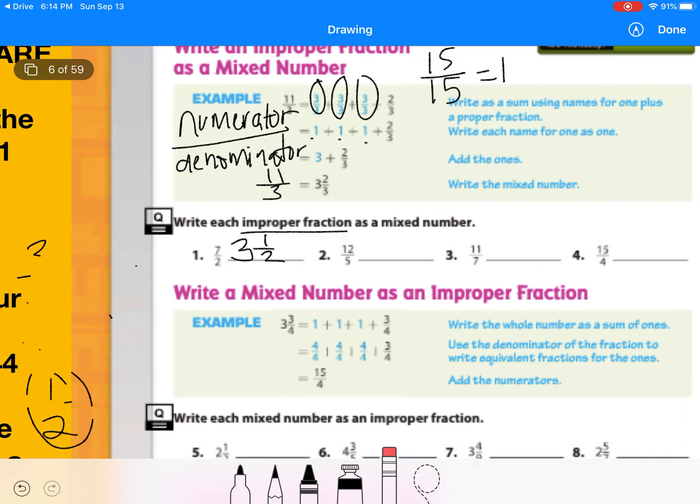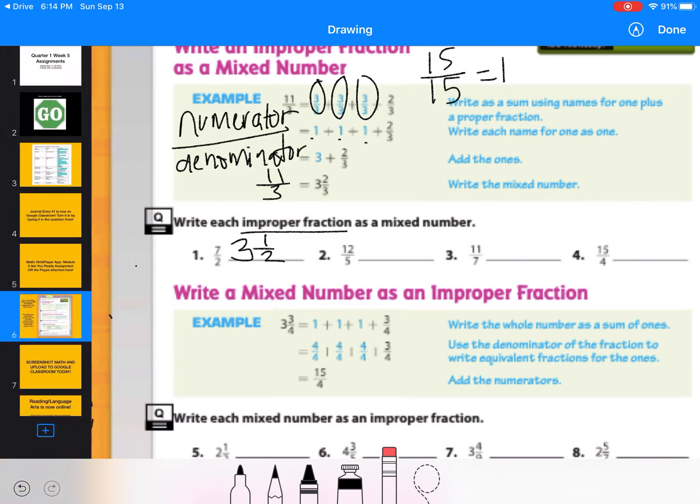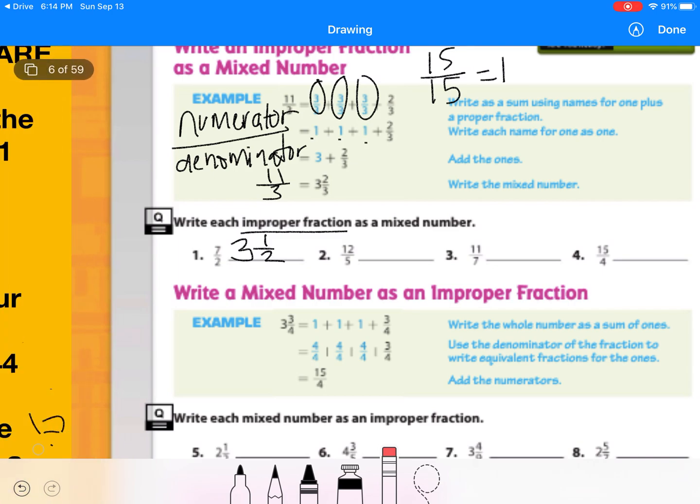Okay. So what I like to do in my head is kind of like think of the whole or the improper fractions as how many times can it fit.